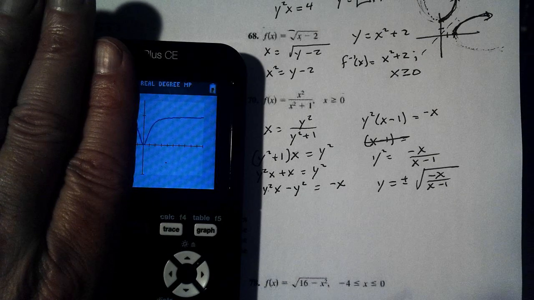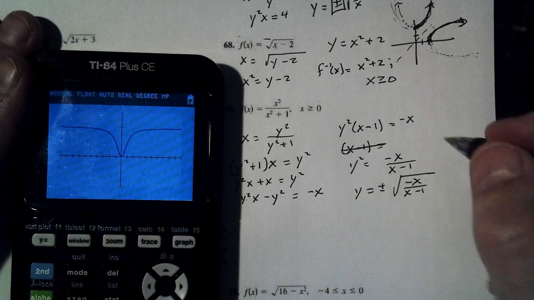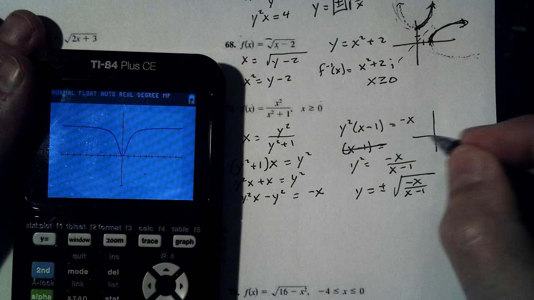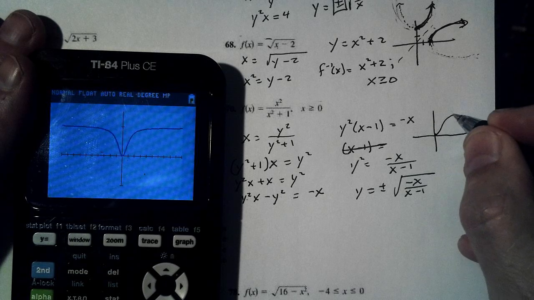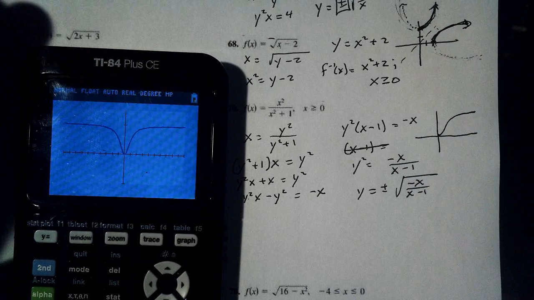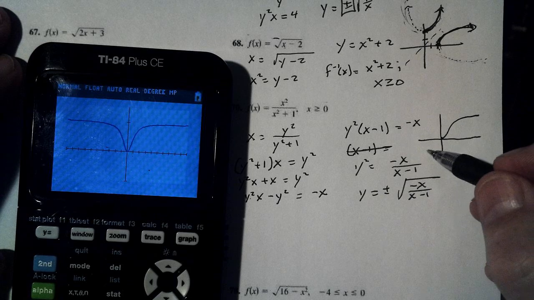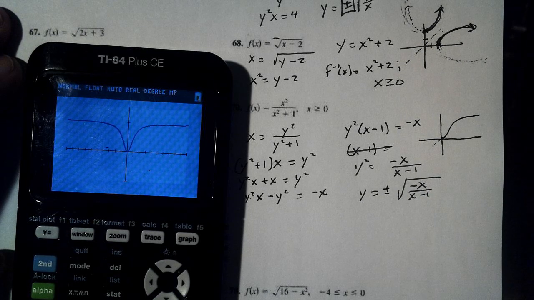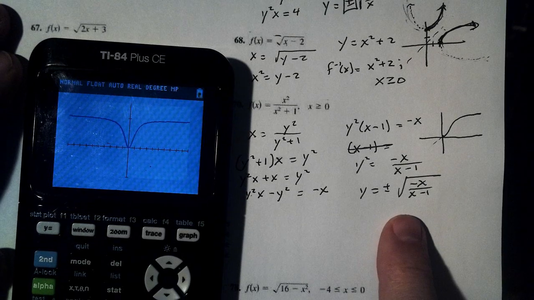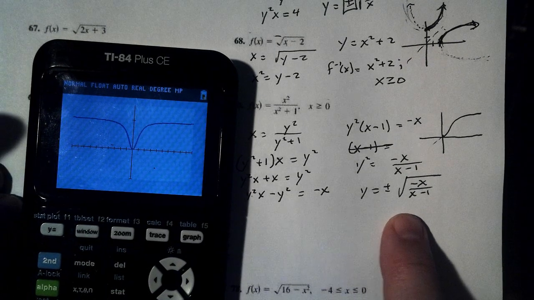And now here's where we have to analyze the graph. The graph of this thing to the right of 0 looks kind of flat here, it comes up. Looks like it continues up forever. What would the reflection of that thing look like? Well, let's go ahead and graph this and see.